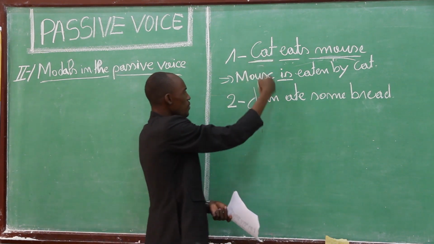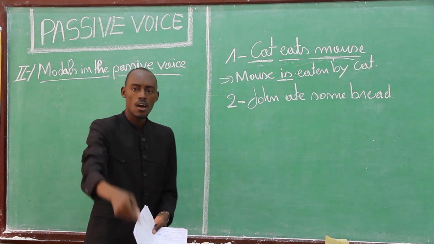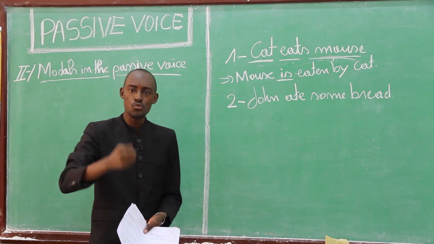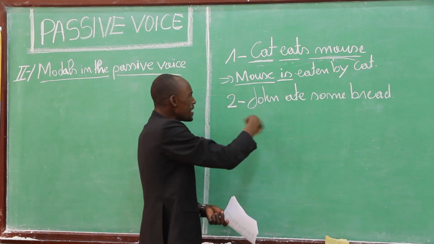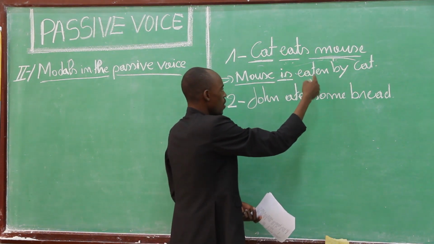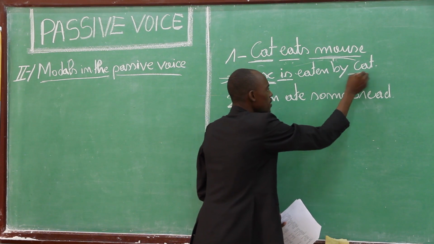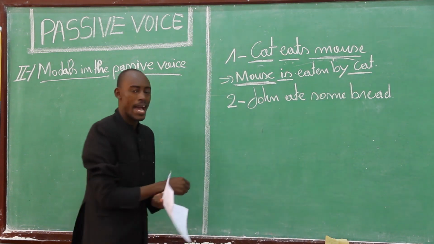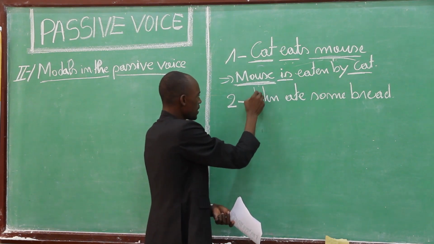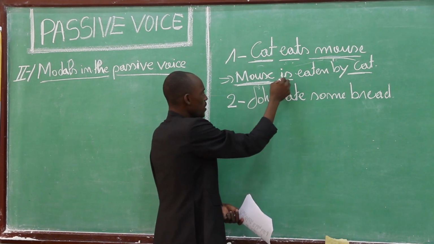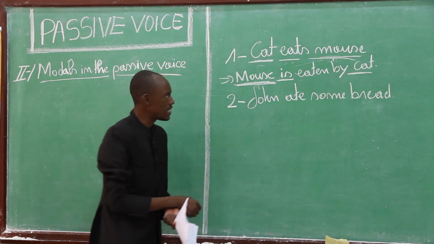Now, what do we notice here? In active voice, the subject does the action, but in passive voice, the subject undergoes, the subject receives the actions. Here, it is not the subject which does the action of eating. The action in this sentence is done by this object. This object is called the agent, okay? In passive voice, we have the subject, after the subject we have the auxiliary to be followed by the past participle and yes, the agent.